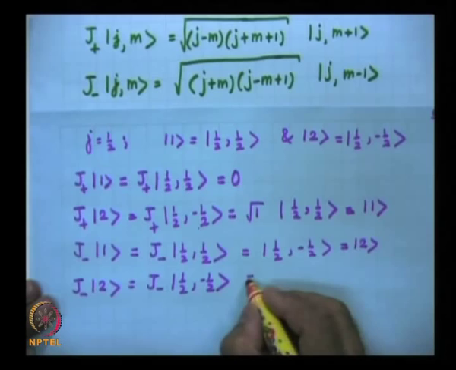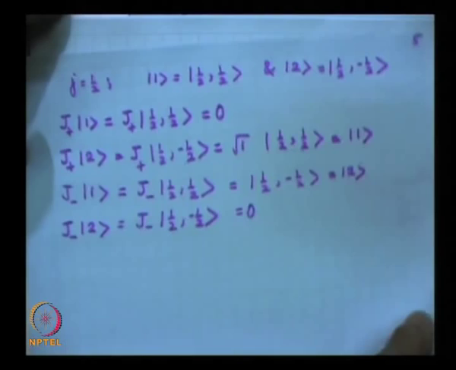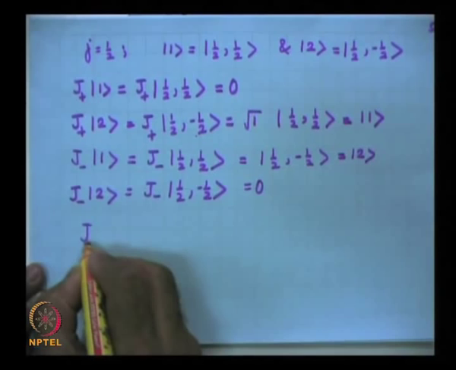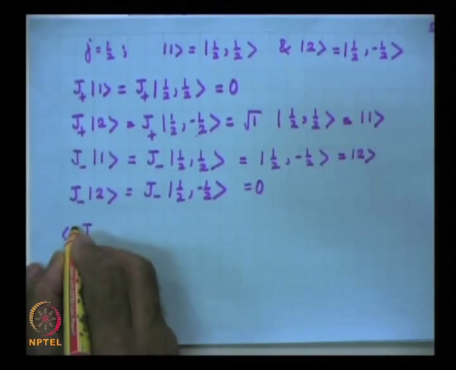So using these relations, we can immediately obtain the matrix representation for the operator Jx. So Jx, say ⟨1|Jx|1⟩.